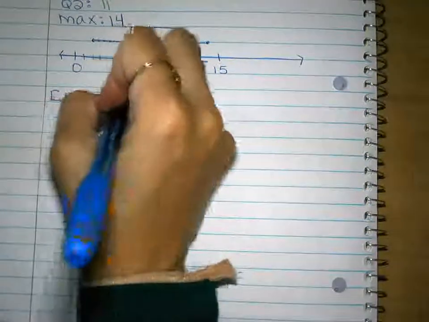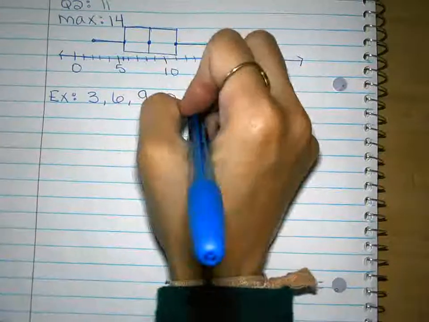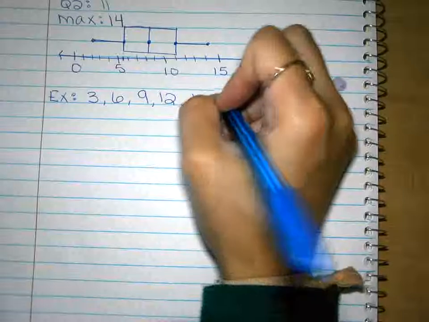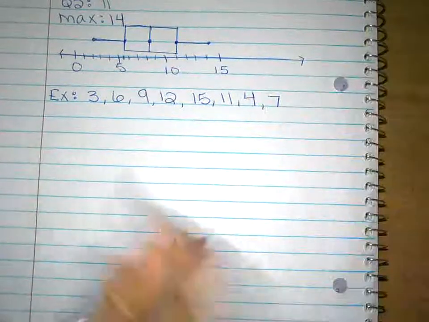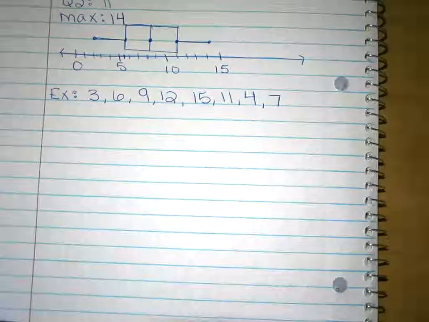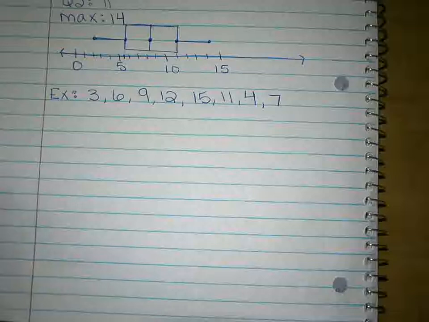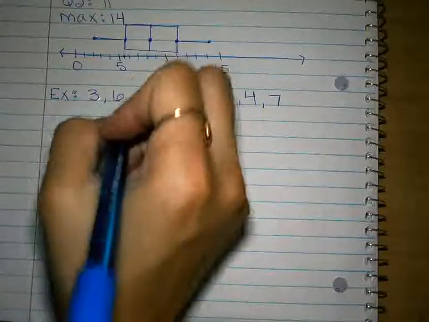Here's another example. If I give you 3, 6, 9, 12, 15, 11, 4, 7, hey, we'll stop there. First things first, put them in order from least to greatest. Make sure you guys can do that on your own.